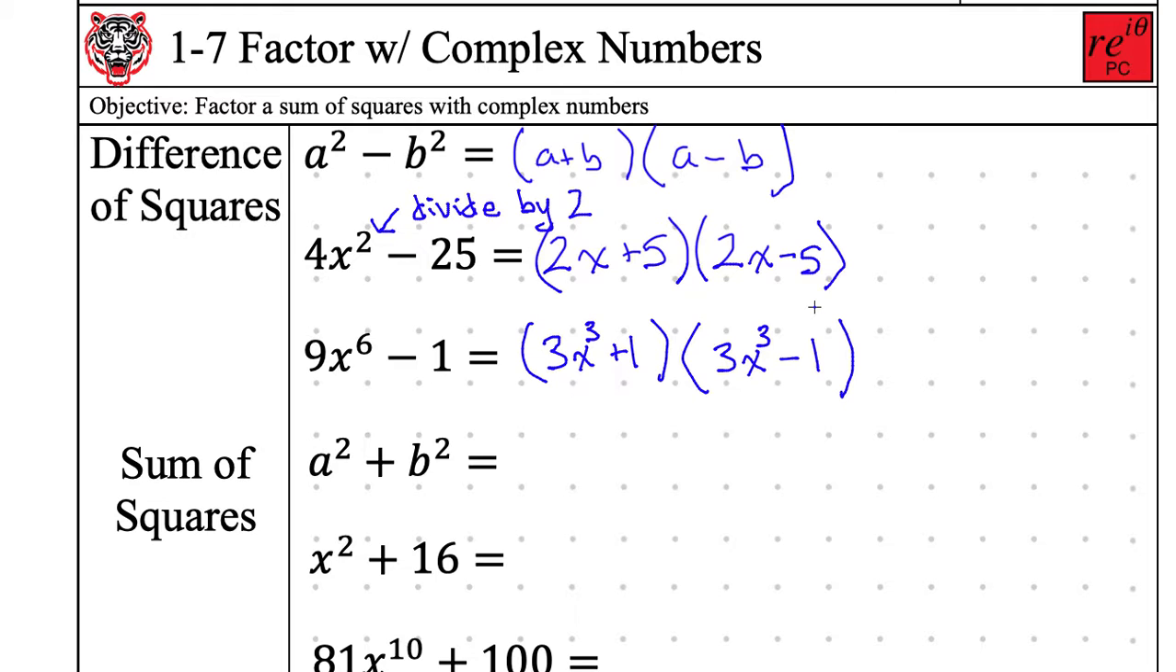Yeah, so notice that it's not 3x, just x. You have to divide 6 by 2 in order to get to the power of 3. You divide both by 2, the coefficient and the exponent. So you square root the coefficient and then you divide the exponent by 2. Again, what you're really doing is square rooting this whole term.